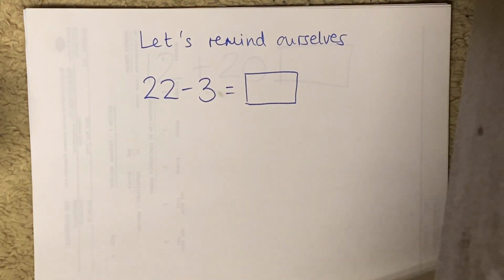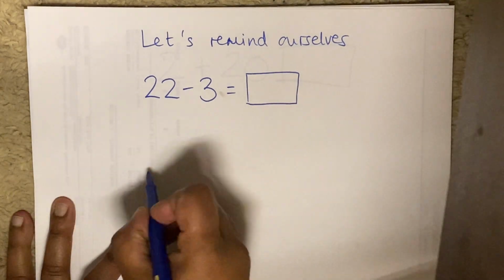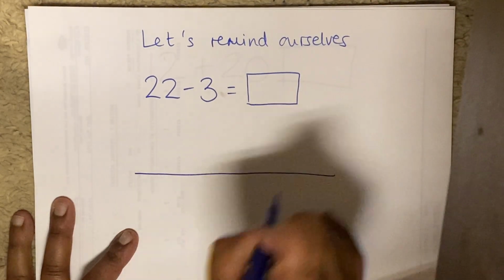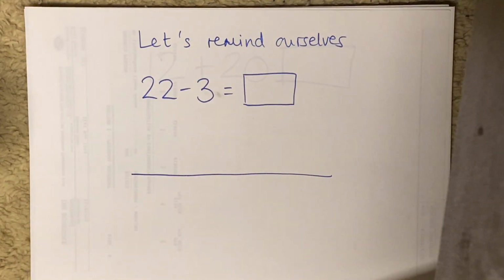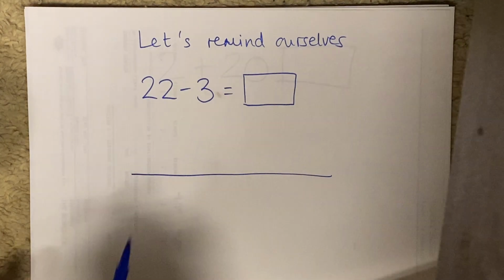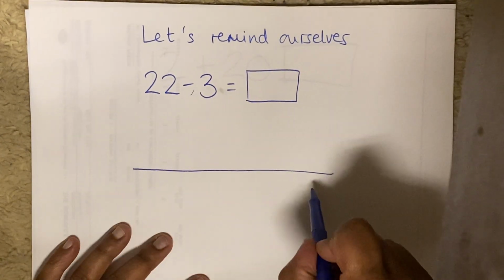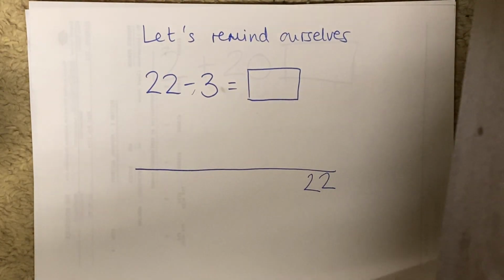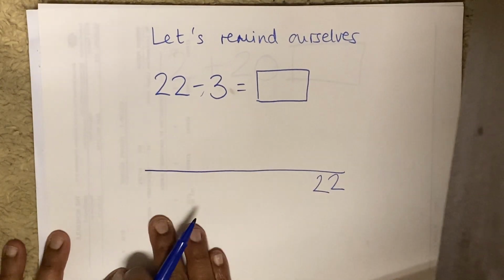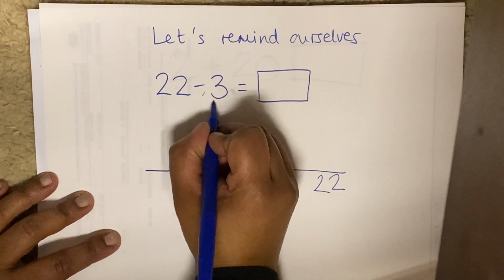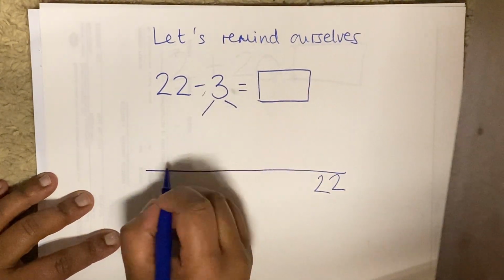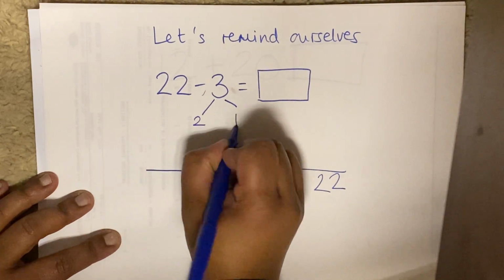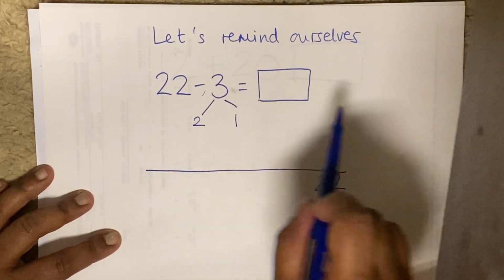Let's try and remind ourselves our learning. How do I solve this problem? 22 take away 3. I could use my fingers, but I don't want to. I wonder if I can use a number line to help me. Now, I know when I'm subtracting on my number line, you have to put the biggest number at the end of your number line. Please excuse the handwriting. And what I can do is, if I remember clearly, I can partition my 3 into 2 and 1. Because 2 add 1 makes 3.